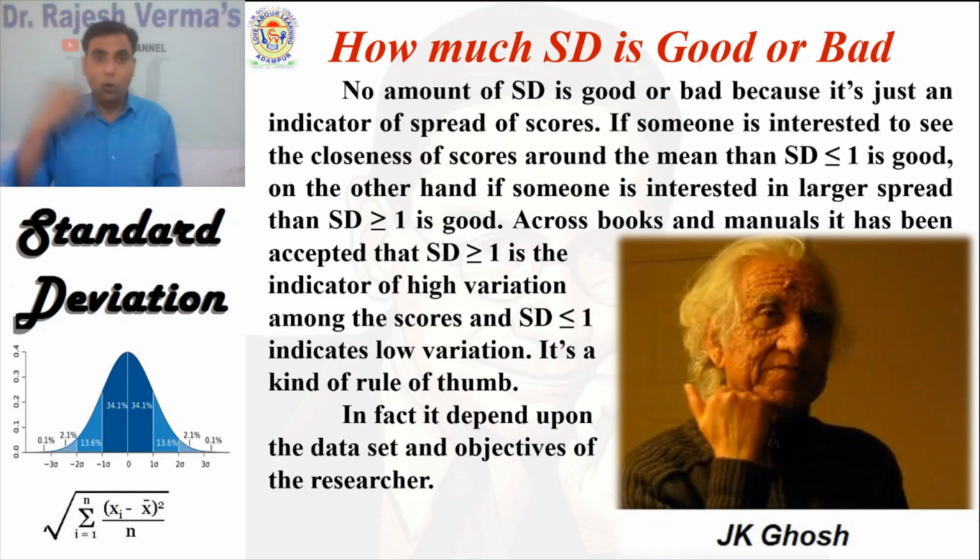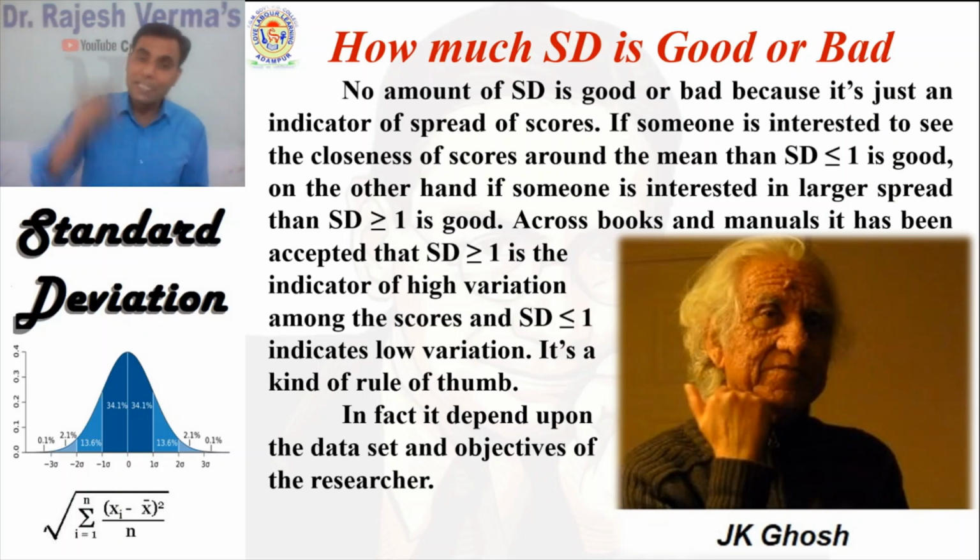But across books and manuals, it has been accepted that SD greater than 1 is the indicator of high variance or variation among the scores, and if SD is less than or equal to 1, it indicates low variation or low variance among the scores. It's a kind of rule of thumb. It's a kind of crude indicator. It's not scientific. It's not applicable across the globe or across situations, but it's a rough indicator. Roughly you can estimate. Getting my point? Again, I'm telling you, it's a rough indicator.